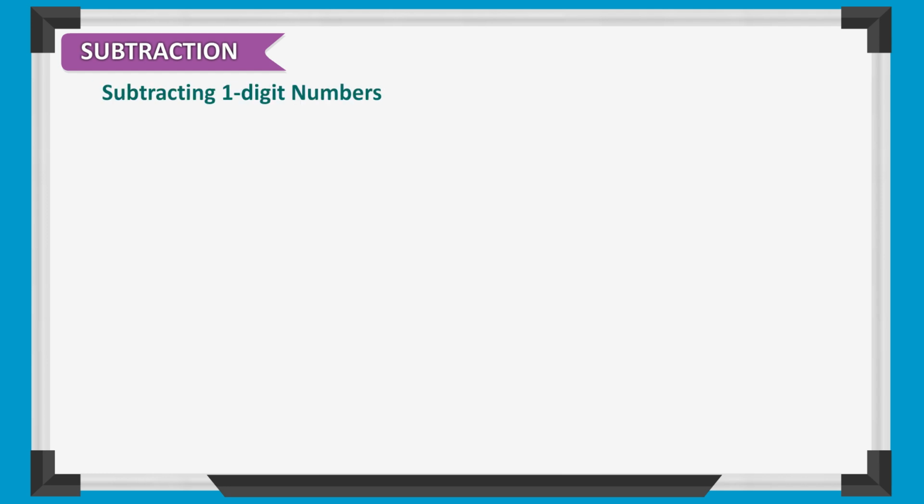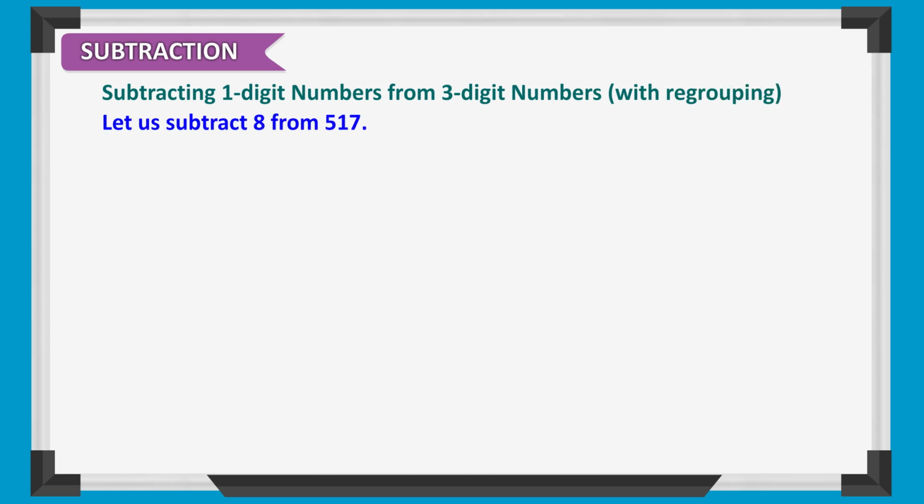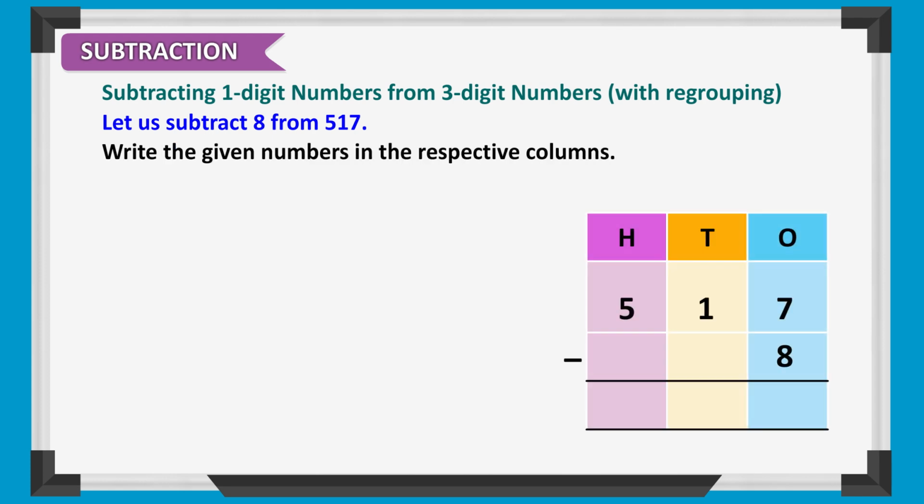Subtracting one-digit numbers from three-digit numbers with regrouping. Let us subtract 8 from 517. Write the given numbers in the respective columns.